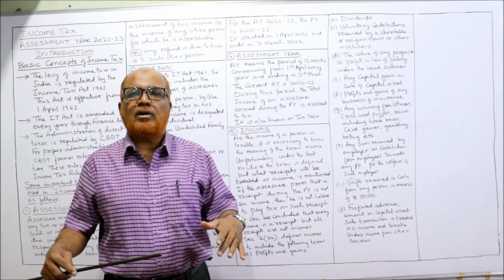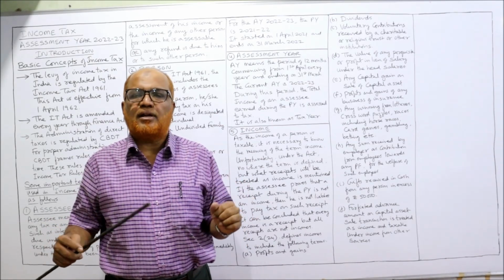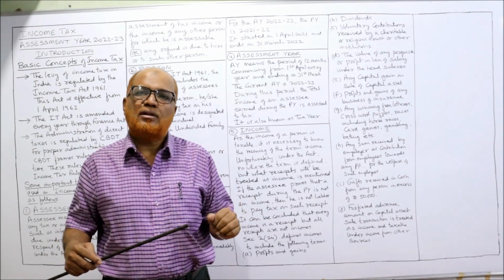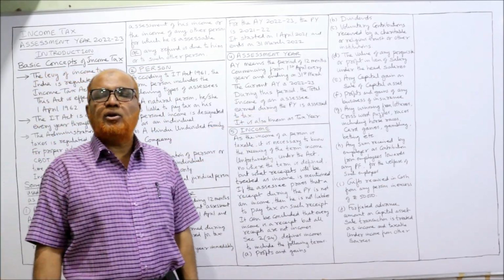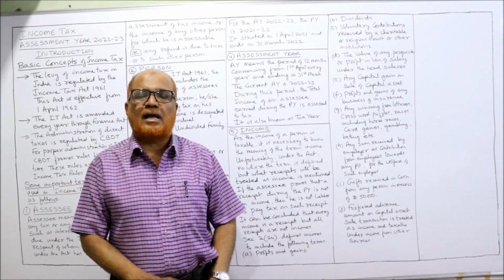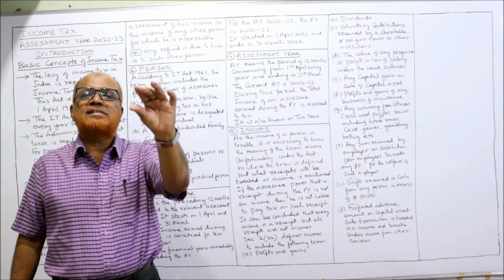Any voluntary contribution received by any trust, charitable trust or religious trust will also be treated as income. The value of any perquisite or profit in lieu of salary, under income from salary. In the coming videos, we will take up the head income from salary.